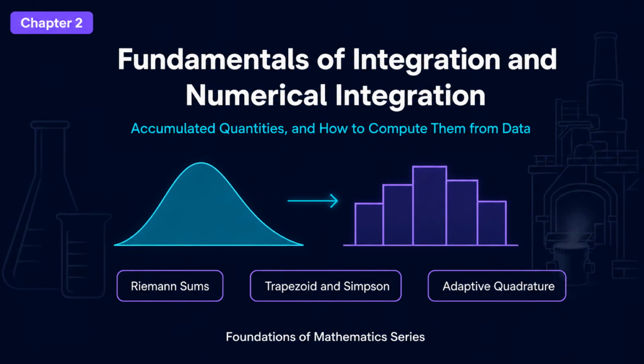The plan mirrors the previous chapter. We start with the definition, which turns out to be a limit of sums rather than a limit of quotients. We meet the theorem that connects integration back to differentiation. And then we spend most of the time on numerical methods, because they are what you reach for when only sampled values are available, or when an antiderivative is hard to find on paper.